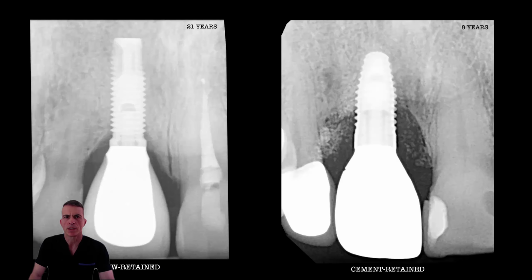These are two similar cases, well, different but similar in a way. They are two right central incisors. Implants were placed years ago, the one on the left over 21 years ago, and is considered a success. The one on the right is considered a failure. Still, after 8 years, the implant is hanging in there. So let's dive into some of the clinical reasons why these implants are considered a success or failure.